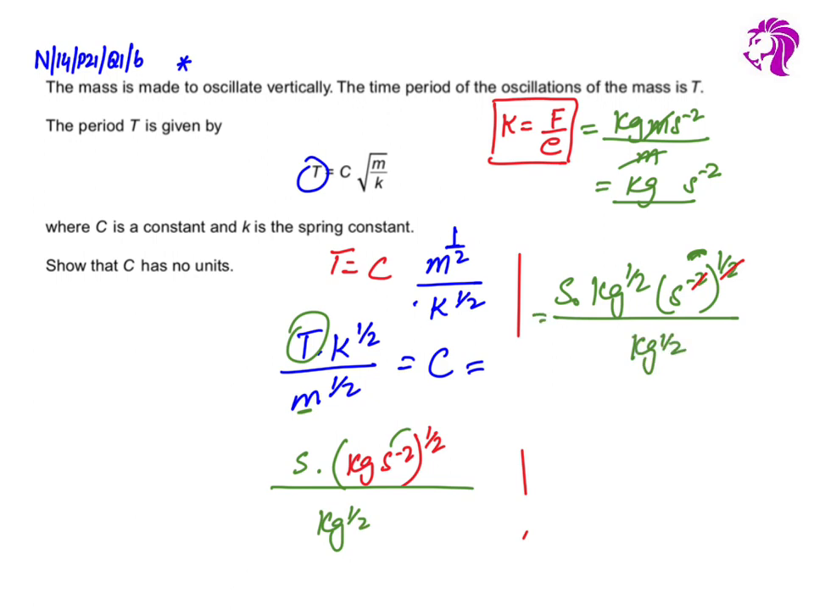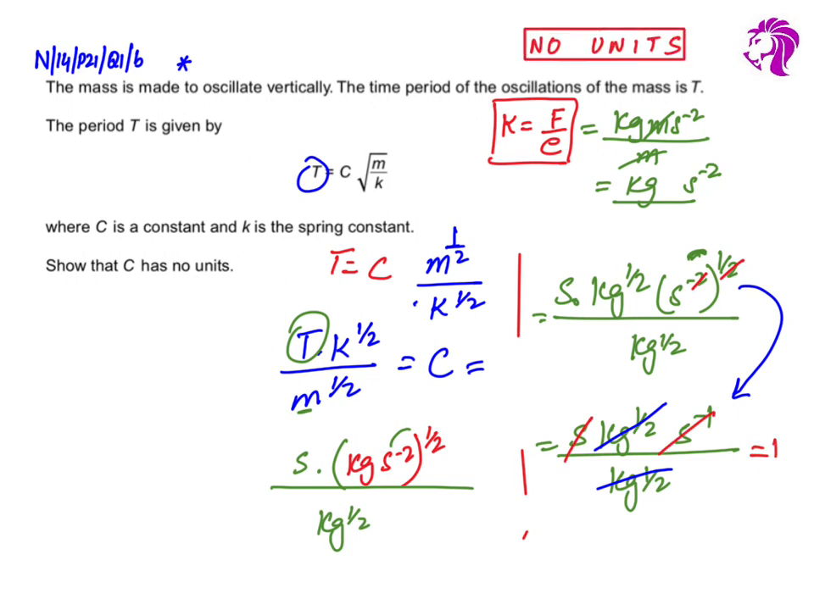Simplifying it further, the same unit is copied over there. You can see this kg power half and kg power half eventually get cancelled. Now this s^-1 is there, so kg power half gets cancelled, s^-1 and s get cancelled, and hence I have 1 as the unit of this.